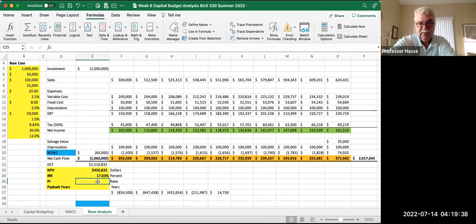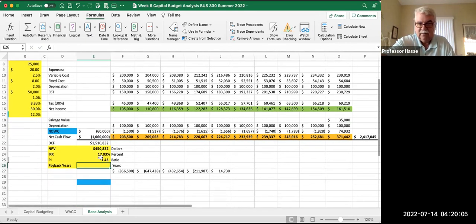What's our profitability index? Well, it's a ratio. The ratio of the discounted cash flow to the cash flow going out. So that's simple enough to do, equals discounted cash flow divided by, and then put this into a negative, the net cash going out, and we'll get a positive ratio of 1.43. Cool.